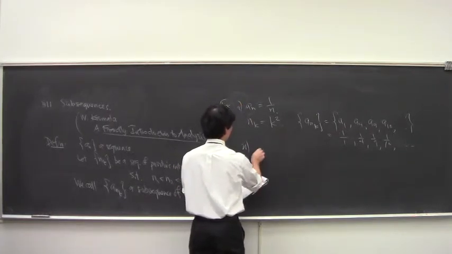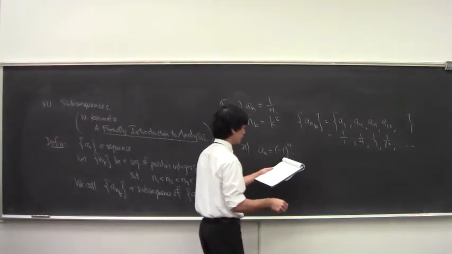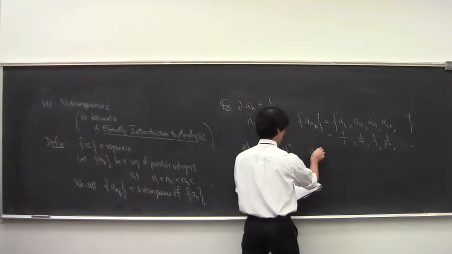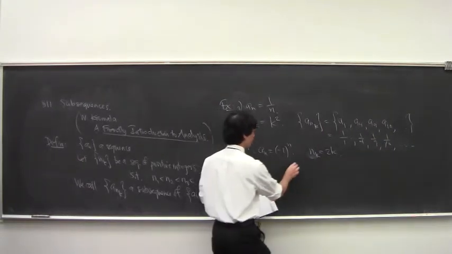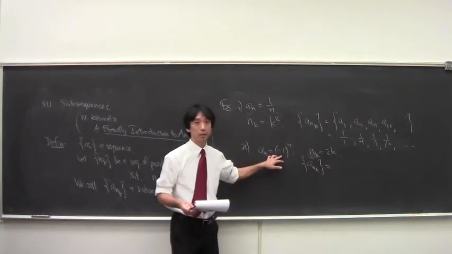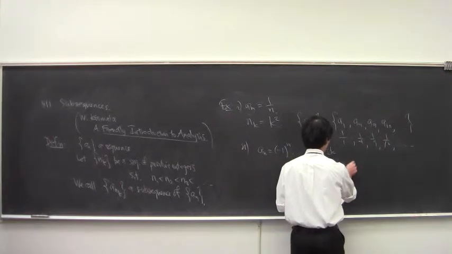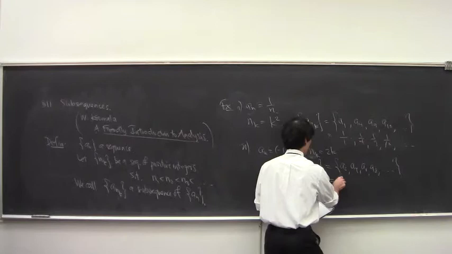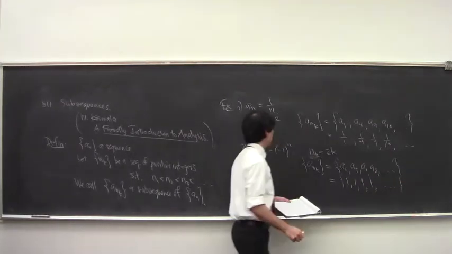Example number 2. a sub n is (-1)^n. Let's choose n sub k to be 2k, say. Then your a sub nk is just the guys with even indices, right? From the a2, a4, a6, a8, and so on. And of course, those are the guys who are all ones. Okay.